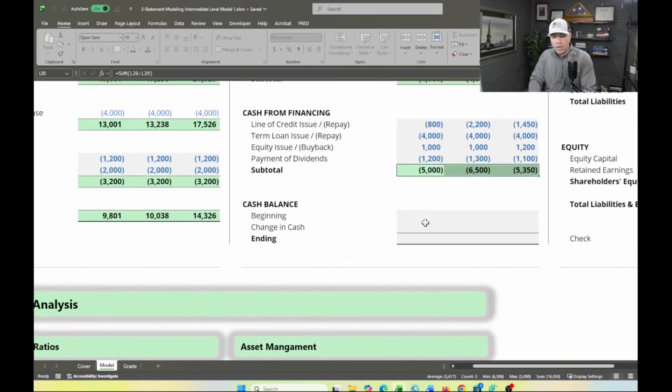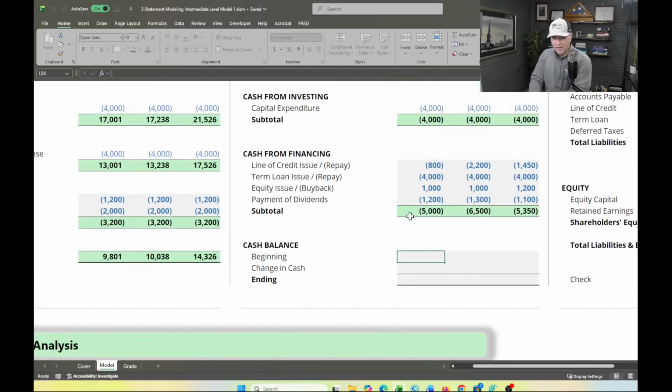And then what we want to know is, what is the cash balance? This is called a corkscrew technique, where we want to know the beginning balance, the change in balance, and then the end balance. To find out how much cash we brought in this year, we need the beginning balance, not the ending. So we have to find out the beginning, we'll put that in, and then we'll find the change.